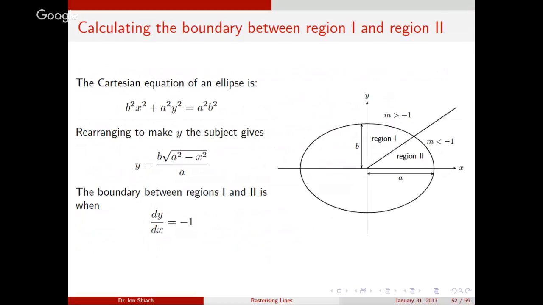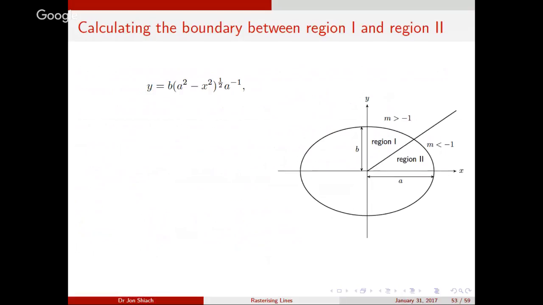If we rearrange that to make y the subject, we get this expression. And we're looking for the point at which the gradient of the tangent changes from being less than -1 to being greater than -1. In other words, when dy/dx is equal to -1. So we need to do a bit of calculus. The only bit of calculus I think I'll ever do in this unit, though you might have done some in mechanics.